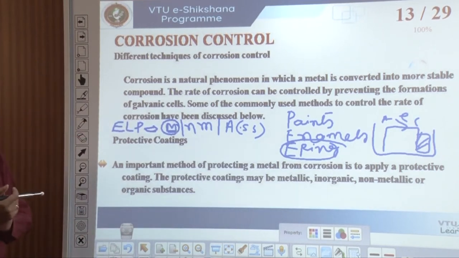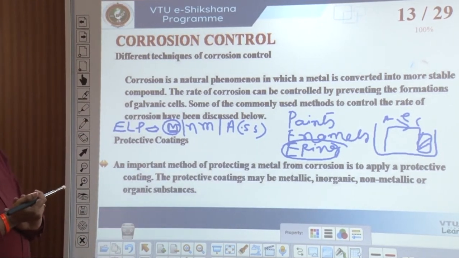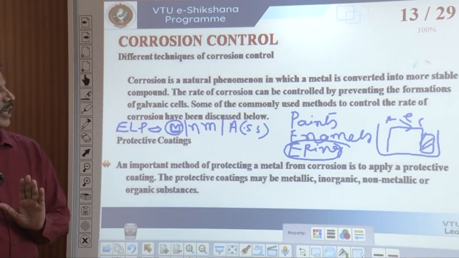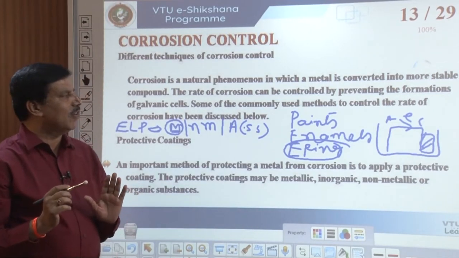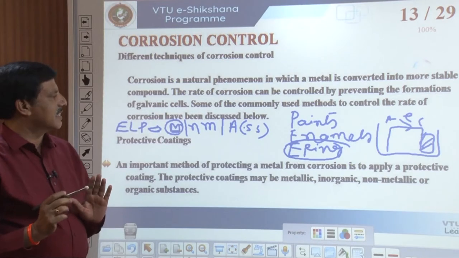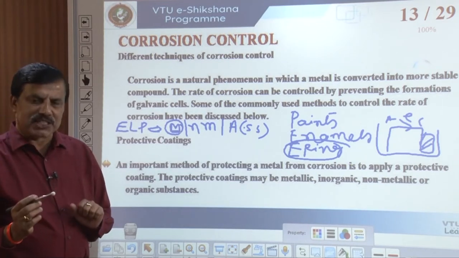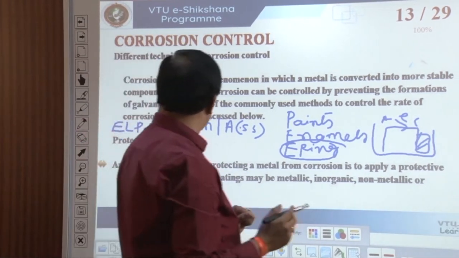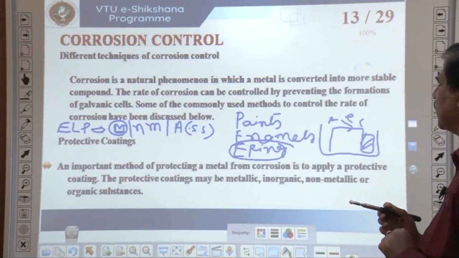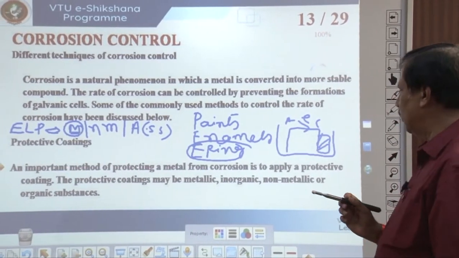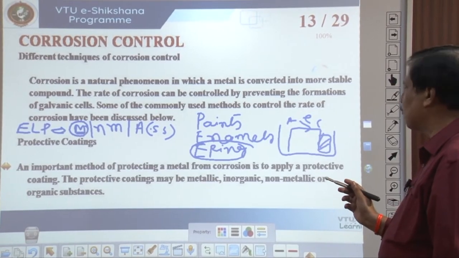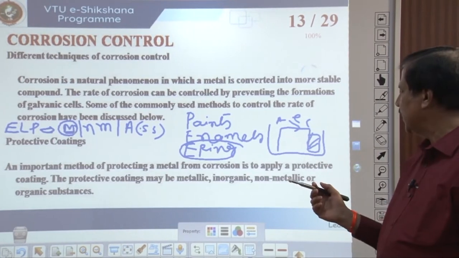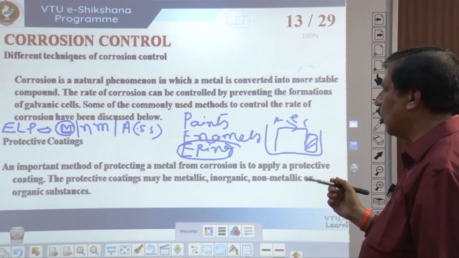Corrosion is a natural phenomenon in which a metal is converted into a more stable compound. The rate of corrosion can be controlled by preventing the formation of galvanic cells. Some of the commonly used methods to control the rate of corrosion are discussed below. That means protective coatings. An important method of protecting a metal from corrosion is to apply a protective coating or paint. The protective coatings may be metallic, inorganic, non-metallic or organic substances.